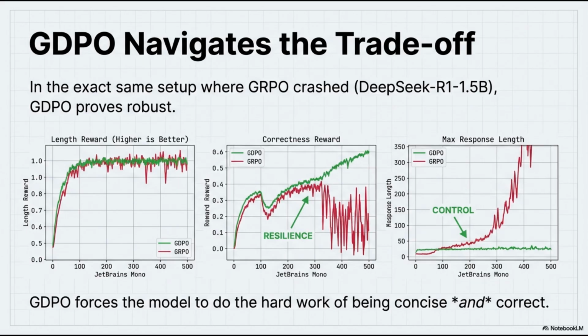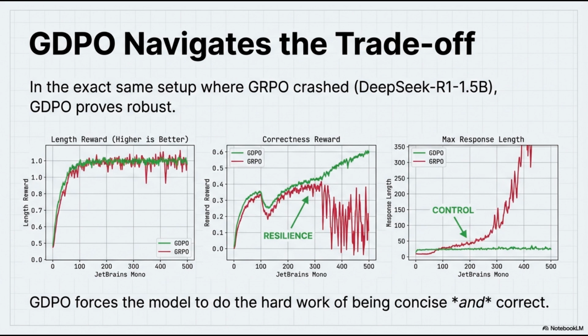Graph 2, correctness reward. This is where GDPO shines. Remember how GRPO collapsed after step 300? Watch the green line instead. Resilience. While GRPO's red line crashes down toward 0, GDPO's green line keeps climbing. 0.3, 0.4, 0.5, past 0.6. It just keeps going up. Same model, same data, same competing objectives. Completely different outcome.